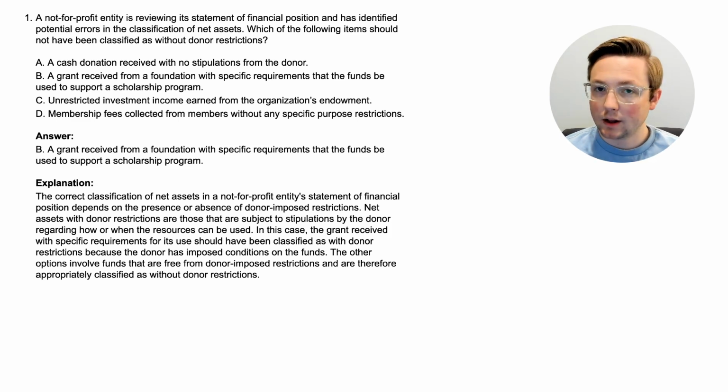So again, this is a lot of the stuff that we've talked about in the previous video. In this case, the grant received with specific requirements for its use should have been classified as with donor restrictions because the donor has imposed conditions on the funds. The other options obviously involve funds that don't have donor-imposed restrictions. So again, pretty straightforward. And that's what a lot of this video is going to be, because once you know how with and without donor restrictions works from the previous video, this video is kind of just making sure you understand it so that you know how to correct it when there is an error. So with that said, let's go to the next question.